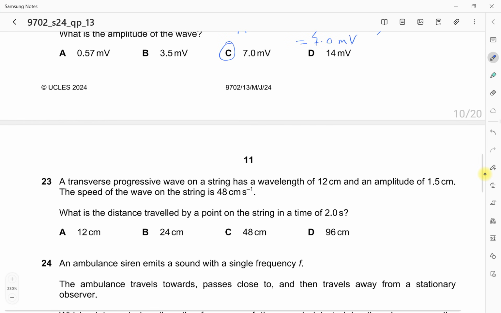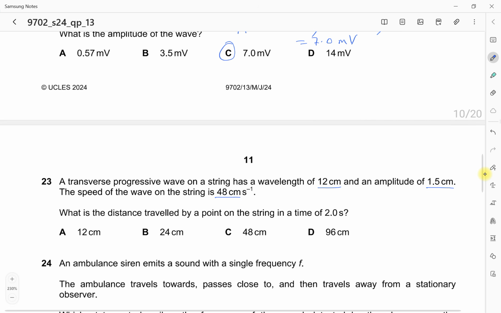A transverse progressive wave on a string has a wavelength of 12 centimeters and an amplitude of 1.5 centimeters. The speed of the wave on the string is 48 centimeters per second. What is the distance traveled by a point on the string in a time of 2.0 seconds?